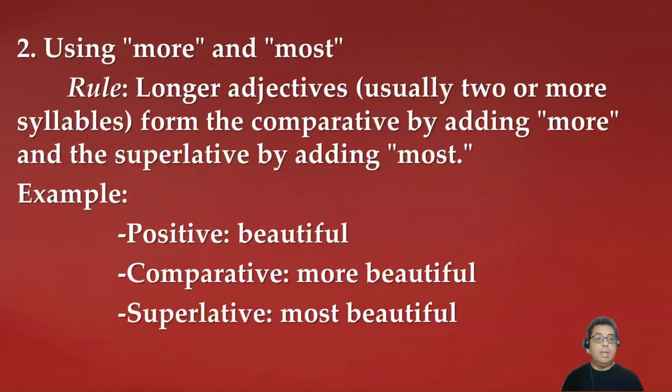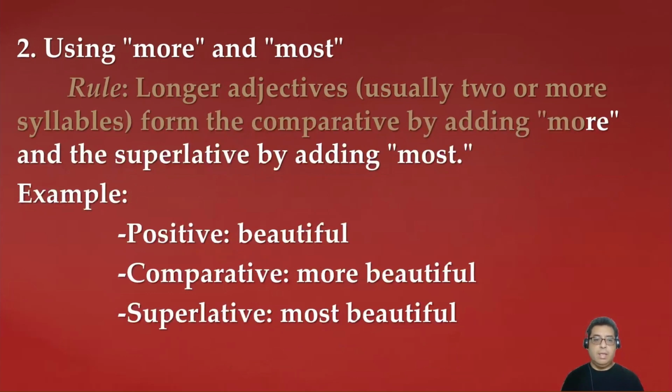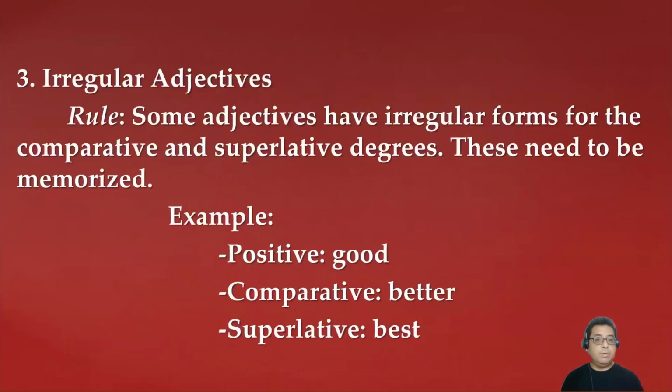Number two, using more and most. The rule is longer adjectives, usually two or more syllables, form the comparative by adding more and the superlative by adding most. And so the example I'm going to use is positive, beautiful, comparative, more beautiful, and superlative, most beautiful.